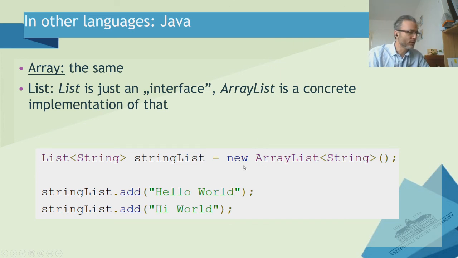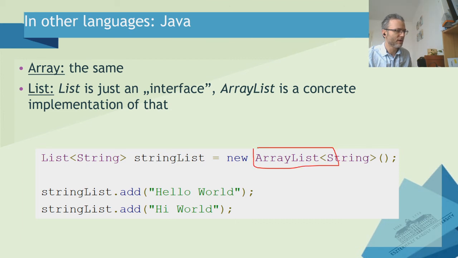Anyway, if you look at the code, after the new keyword you have to give the concrete implementation, the class name, for example, ArrayList. Apart from this, there are minor differences. For example, the add method starts with lowercase a, but the idea is the same.